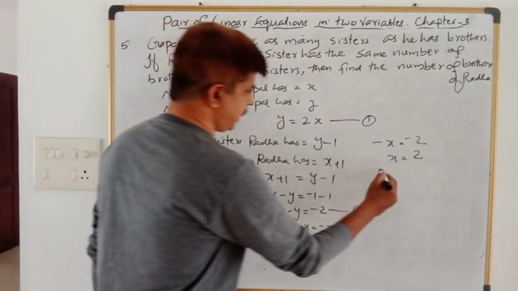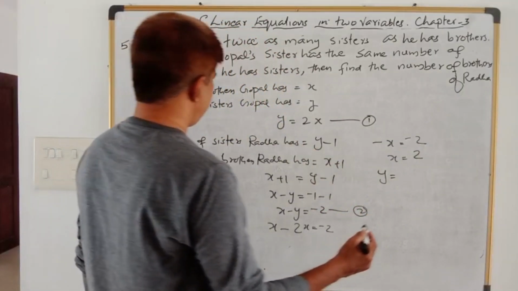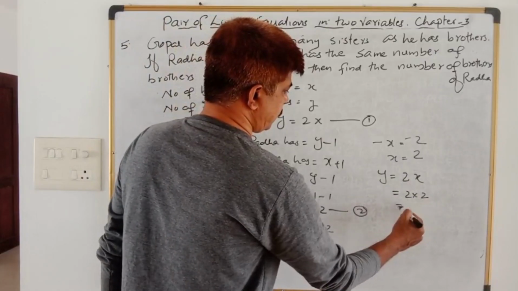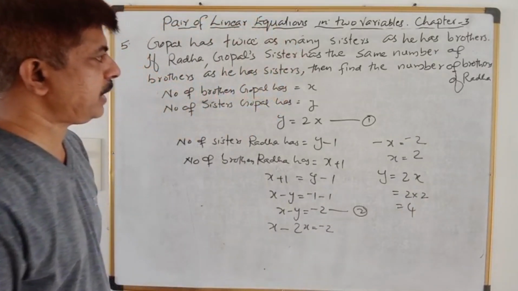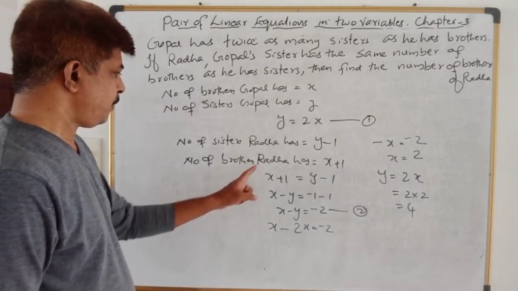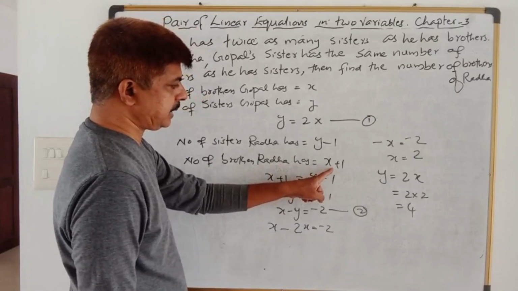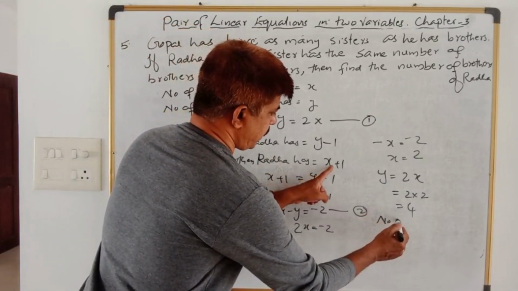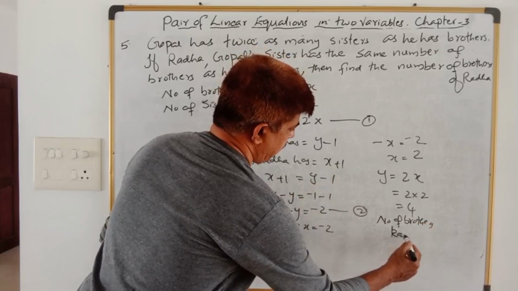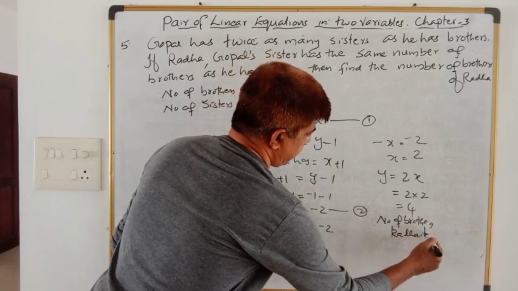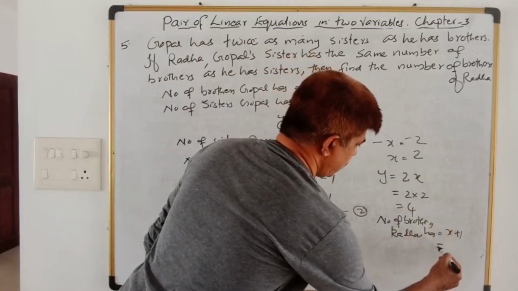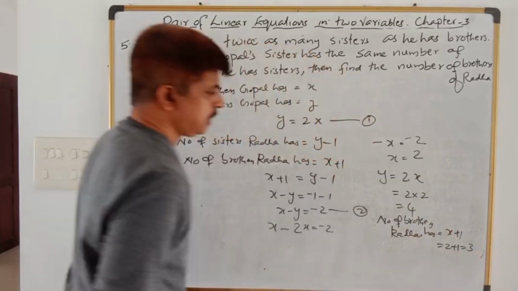Now we use equation 1 to find the number of sisters Gopal has. y equal to 2x, 2 into 2 is 4. Now find the number of brothers Radha has. The number of brothers Radha has is x plus 1. So with x value 2, she has 3 brothers.